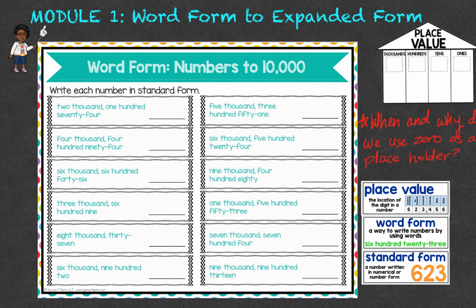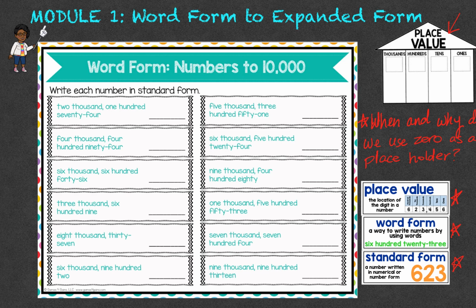Just as a reminder, I have our 3 most relevant math vocab words listed to the side here. So we've got place value, which is the location of the digit in a number. We are going from word form, which is a way to write numbers by using words, to standard form, which is a number written in numerical or number form. I also have my place value house up here. That's going to help me figure out where numbers should go when I read the word form.